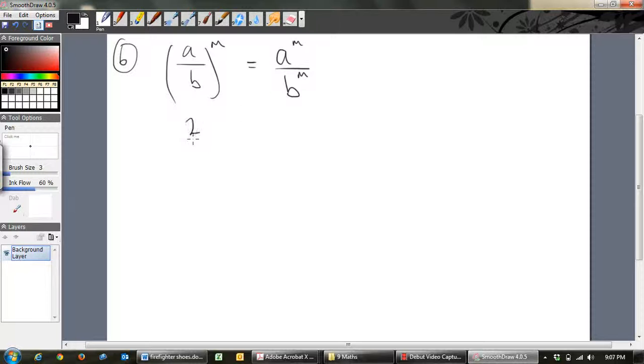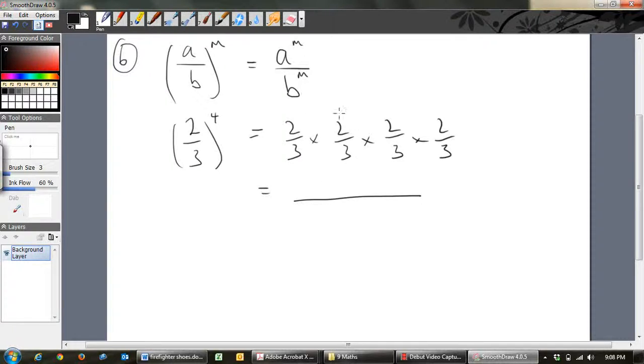And again, it's really easy to prove. If it's 2/3 to the power 4, what that means is 2/3 times 2/3 times 2/3 times 2/3. If we put all those fractions together, we can put it all over the same thing. When we multiply fractions, we just multiply the top and multiply the bottom. So that's 2 times 2 times 2 times 2 on the top, and on the bottom it's 3 times 3 times 3 times 3. That's 2 to the power 4 over 3 to the power 4. And that's why it works.